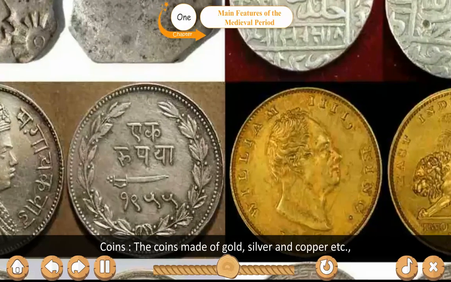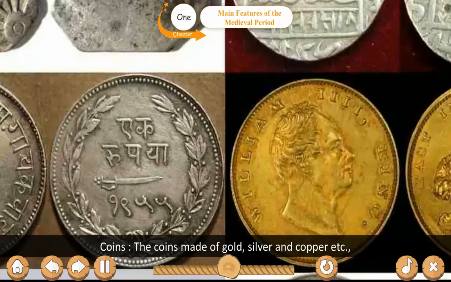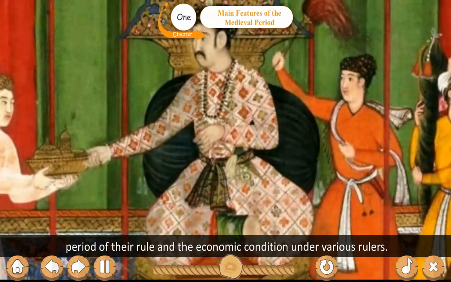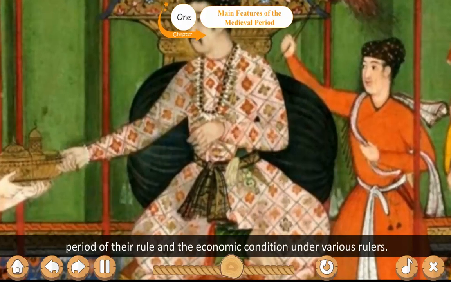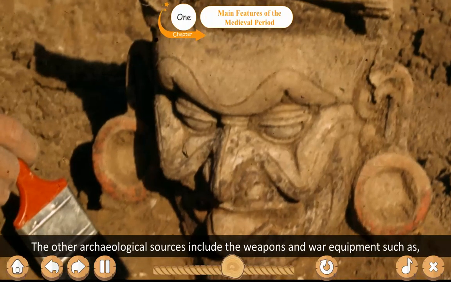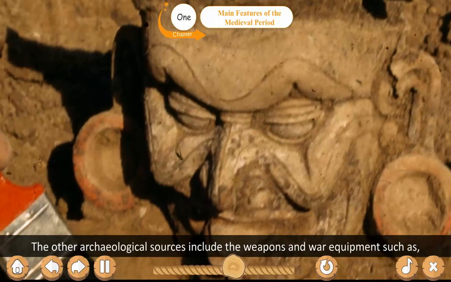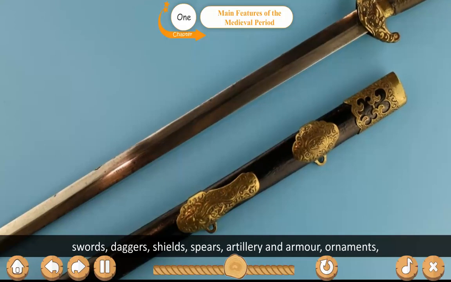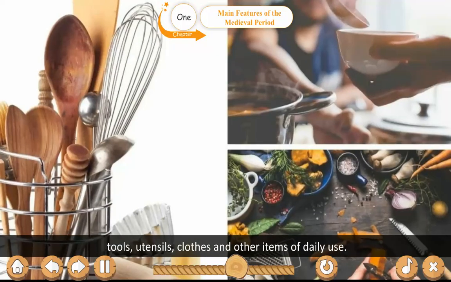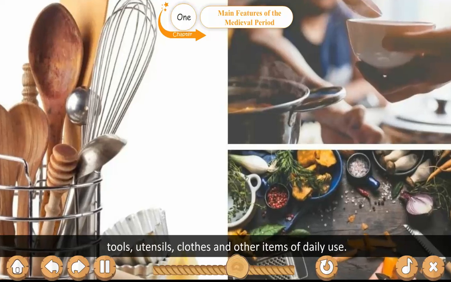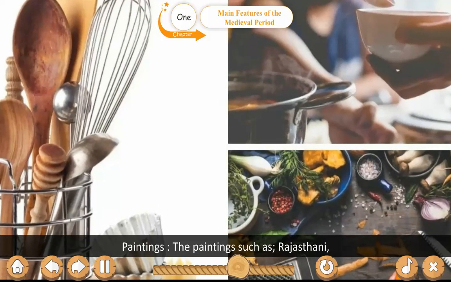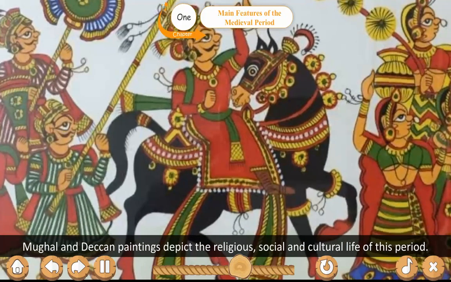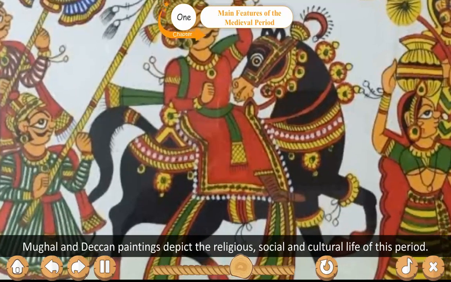Coins: the coins made of gold, silver, copper, etc. provide historians various information regarding the names of various rulers, the period of their rule, and the economic condition under various rulers. The other archaeological sources include weapons and war equipment such as swords, daggers, shields, spears, artillery and armor, ornaments, tools, utensils, clothes, and other items of daily use. Paintings: paintings such as Rajasthani, Mughal, and Deccan paintings depict the religious, social, and cultural life of this period.